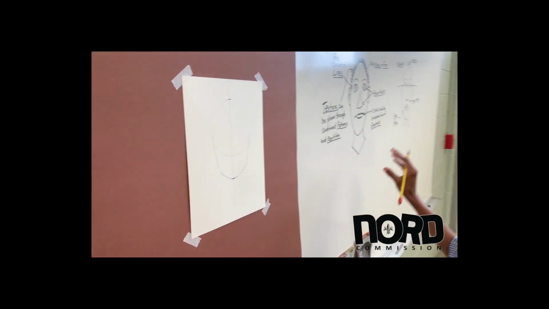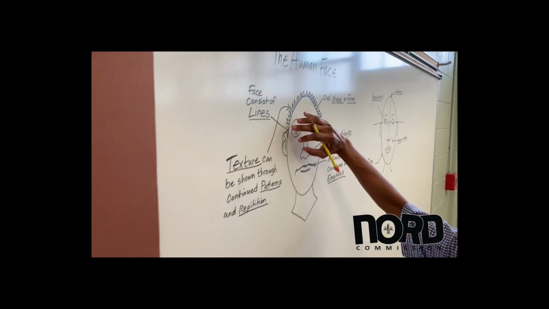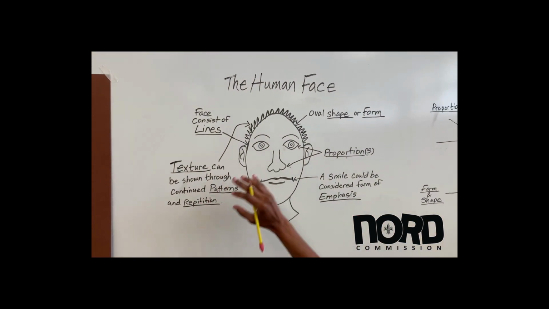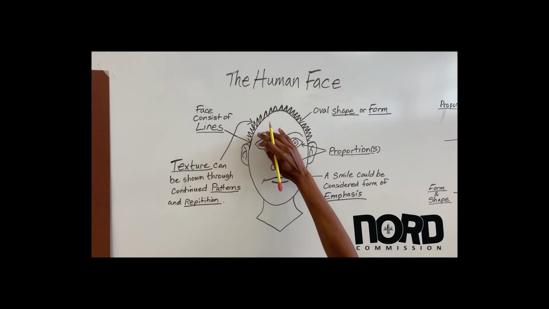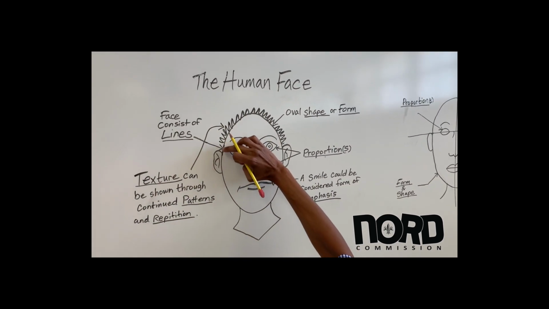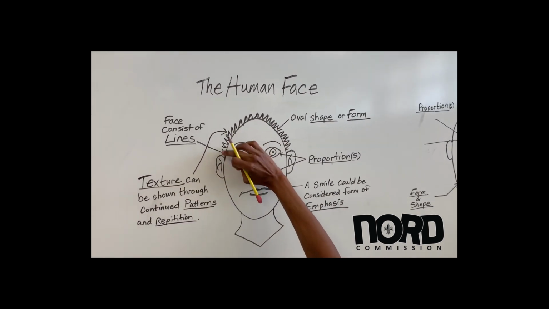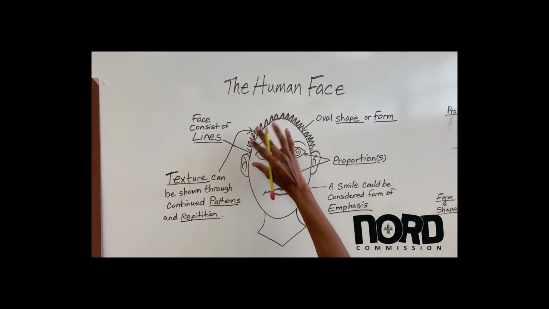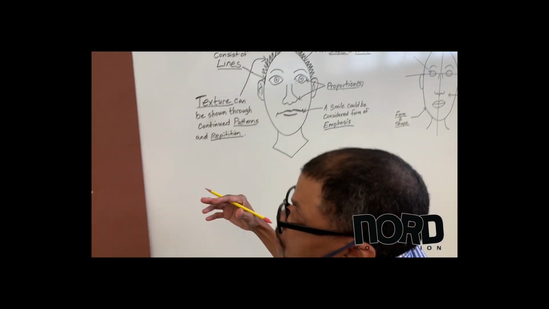Now, as you can see over here, this is a very cartoonish kind of drawing. But we're going to draw a realistic portrait. Notice I have an oval shaped head here, and I have hair on top. But that is not realistic. That is something more like a cartoon version.